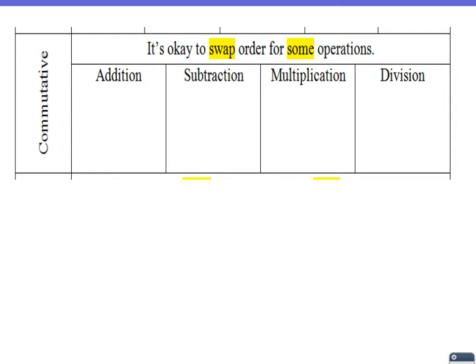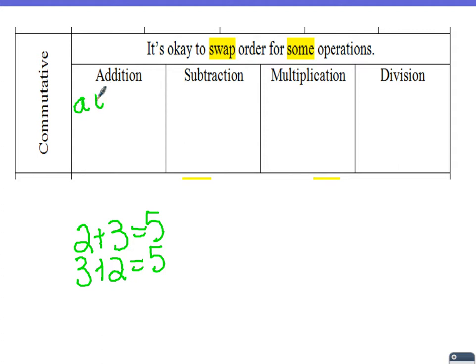Well, in commutative property, numbers or variables can swap places when we add. Think about it. If I have 2 plus 3, well, what does 2 plus 3 equal? That's right, it equals 5. Well, doesn't 3 plus 2 equal 5 also? Yes. So in addition, we can do it, and it looks like this. A plus, that looks like a variable.